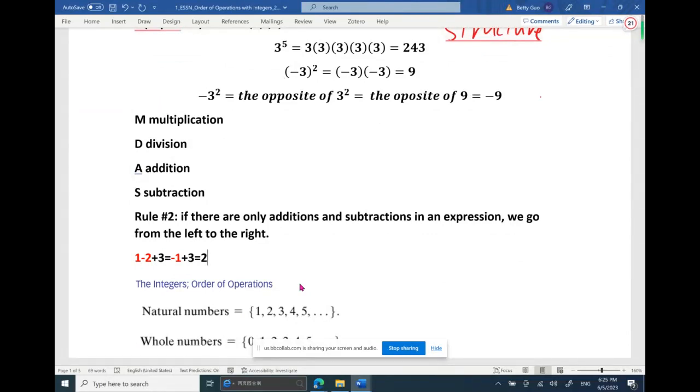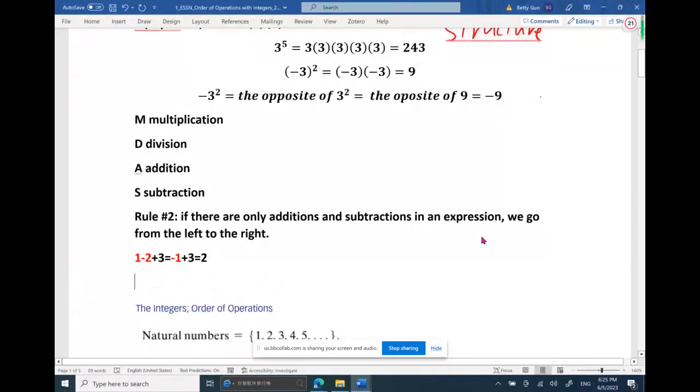That's the answer. If you misunderstand the first rule and do the addition first, you have 5, and 1 minus 5 gives you -4. The answer would be incorrect. The correct answer is 2. Again, rule number 2: if the expression only has additions and subtractions, we should always go from the left to the right.